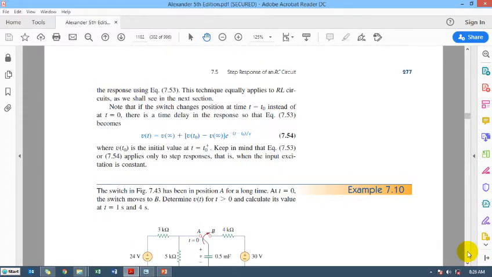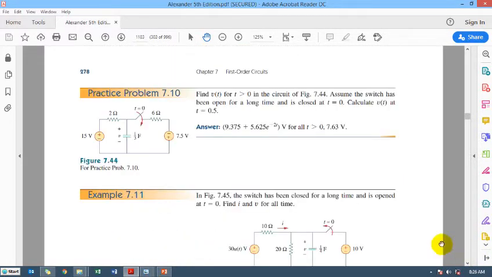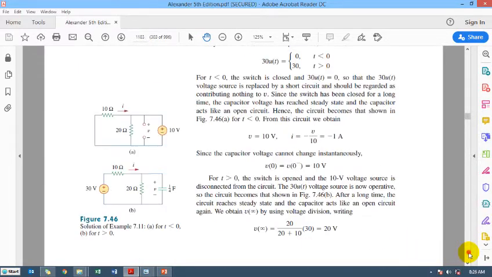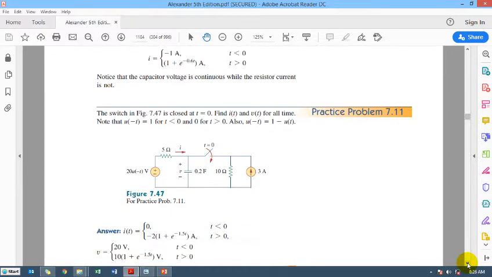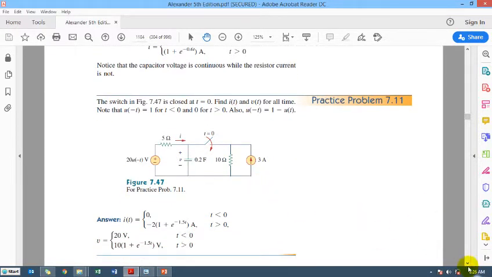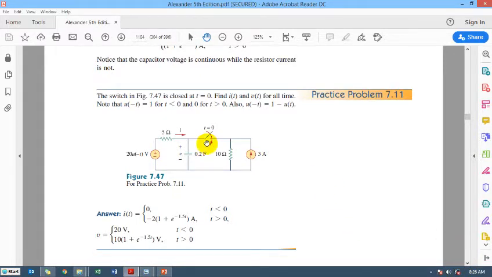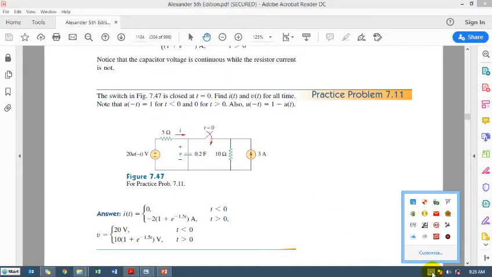This is the problem which we already have done. I will start with practice problem 7.11. Going with more, and here we are. Let me check, we are recording. Yes, we are recording.